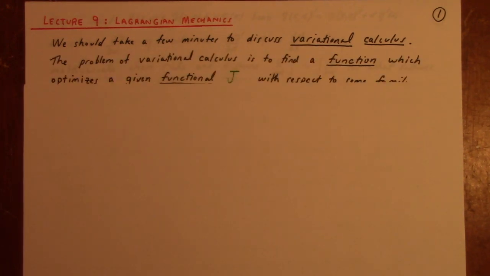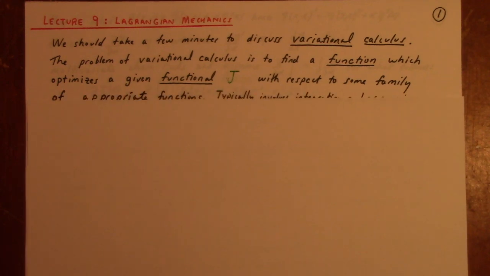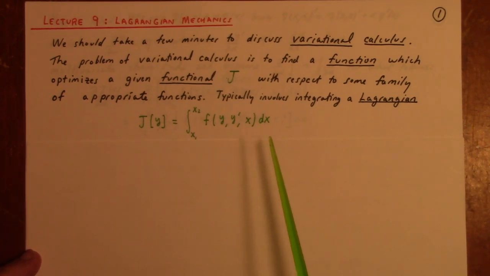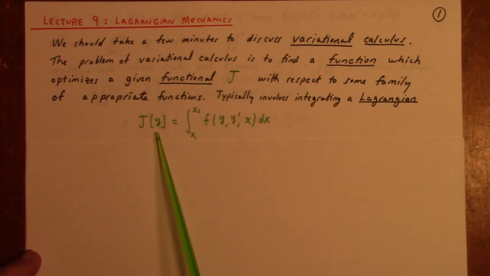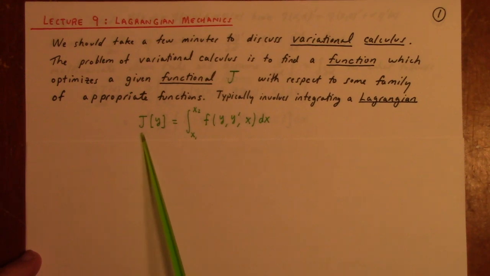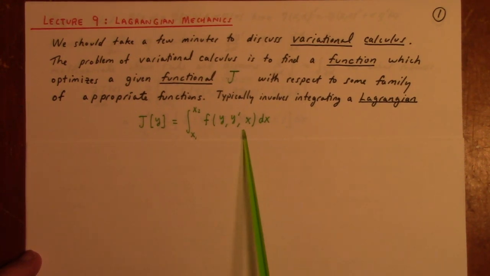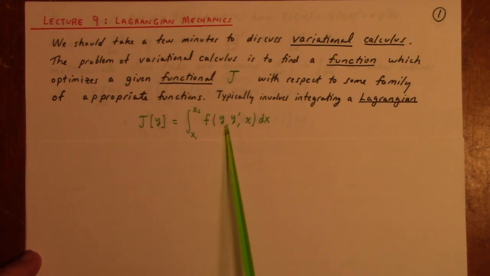Basically, the problem of variational calculus is to find a function which optimizes a given functional J with respect to some family of appropriate functions. Typically, this involves integrating a Lagrangian. So, as a toy example to sort through these ideas, let's look at a functional J which is based on y, and you've got some Lagrangian F, which is a function of y, y prime, and x.